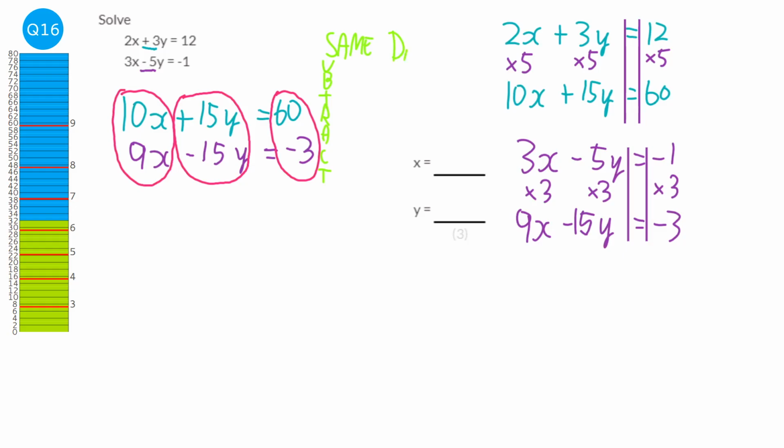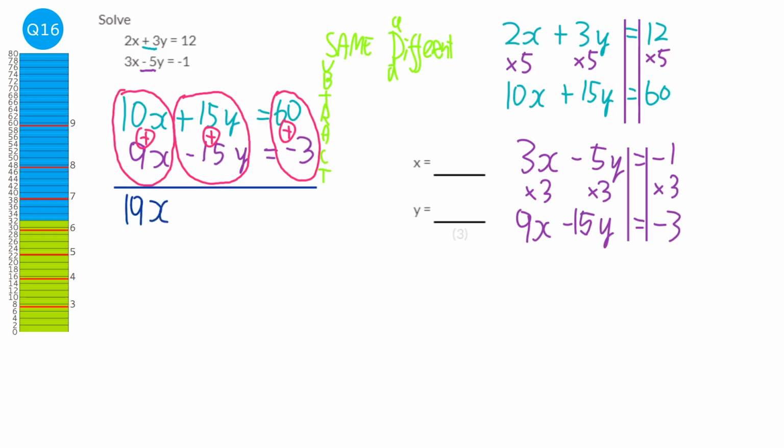If they're different signs, we're going to add. So S in same is S in subtract, D in different is the D in add. Looking at them both, there's a +15 and a -15, so they are different. So we're going to add. And we don't just add those ones, we add all of them. Now we're going to go down the page, which we always do with simultaneous equations. And we're going to work out the sum of them. So 10x plus 9x is going to be 19x.